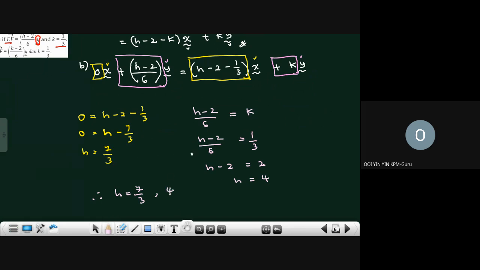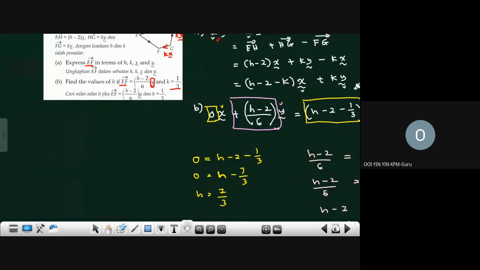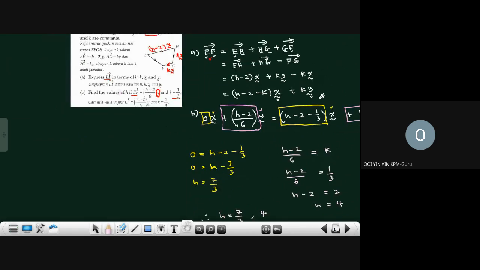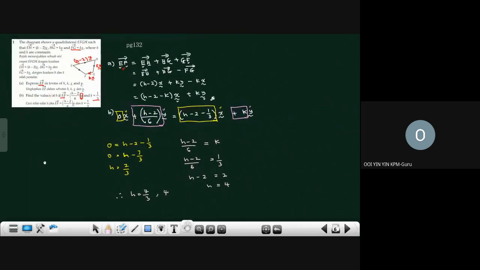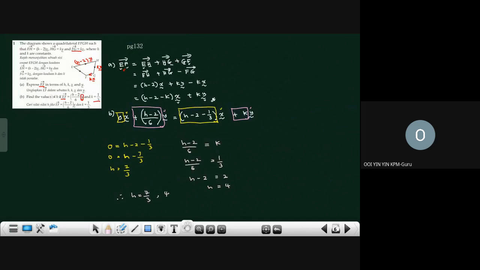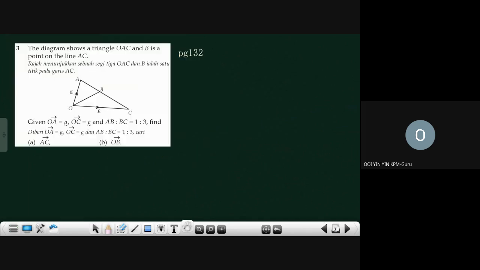And actually, there's a hint here. You see the words here, find the values, as plural. That means there is actually more than one answer for your H. So yeah, that is the law of polygons. Now, it is actually not hard, quite easy. Okay, next, this part.